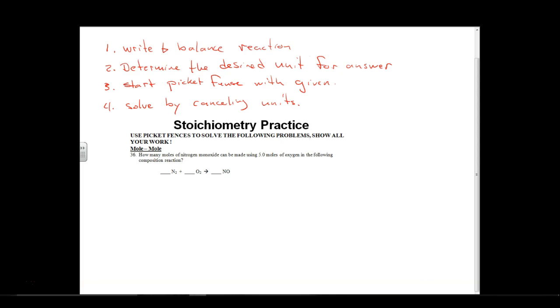Alright, this is the first tutorial that we'll do with stoichiometry. Stoichiometry is just a fancy way of saying math and chemistry combined. The whole point of the stoichiometric equation is to be able to use a balanced chemical equation to predict the amounts of products or reactants needed or formed in a reaction. This is a pretty important concept to know.